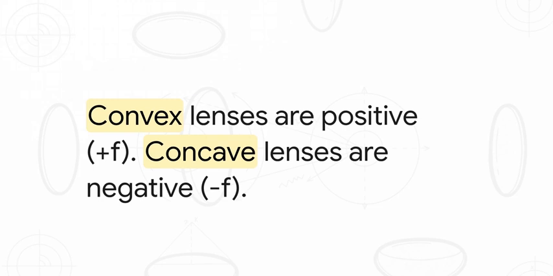A concave lens, however, diverges light, creating a virtual focus on the near side of the lens, basically against the light. So its focal length is always a negative value. Try to lock that in your mind for sure. Convex is plus f and concave is minus f.